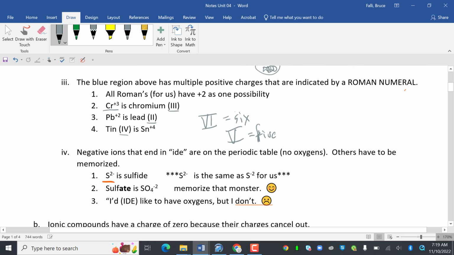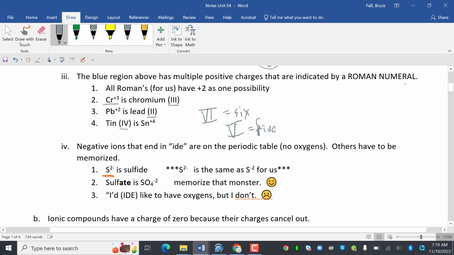Negative ions that end in "ide" are on the periodic table. That means they don't have an oxygen attached to them. We've been working on our ion sheet. Notice there's oxygens attached to darn near everything, and those don't end in "ide." Others have to be memorized.